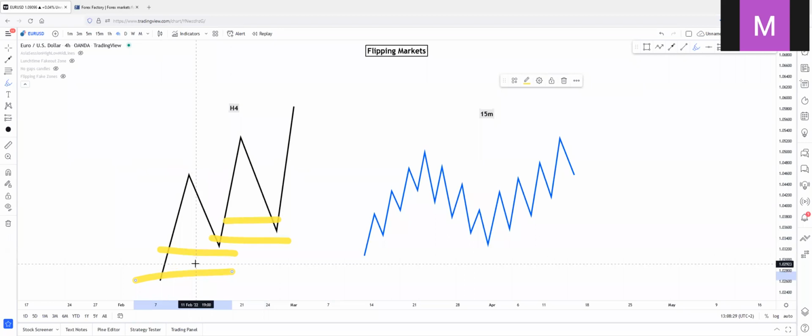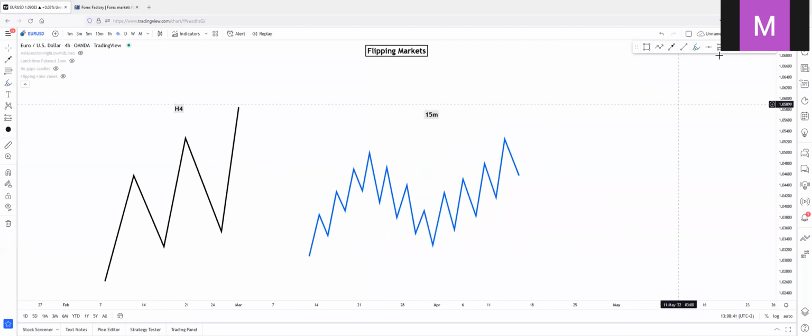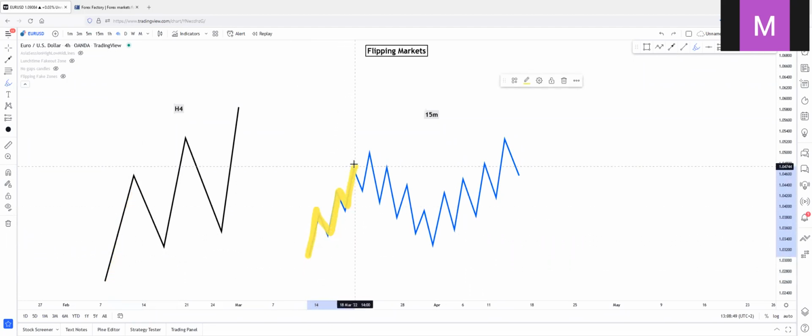So we'll be looking for long opportunities on the bottom of the 4-hour legs. We are expecting a demand reaction on the bottom of the 4-hour legs, right? This is our 4-hour trend. Just take a look at the 15-minute trend. We can see that this upside leg of the 4-hour chart is bullish on the 15-minute, right? So this is the main trend on the 4-hour chart, and this is bullish on the 15-minute too.